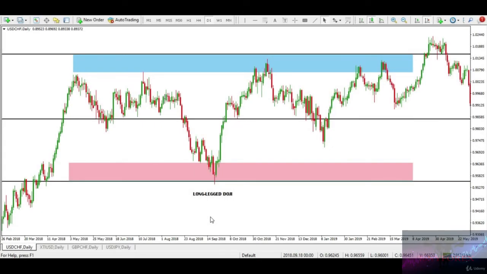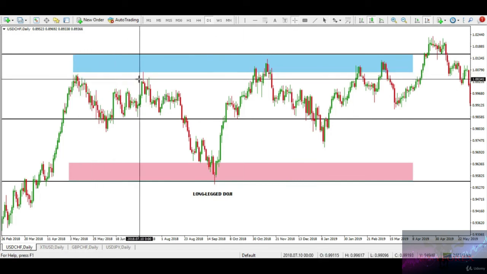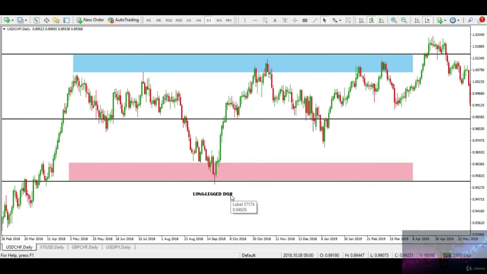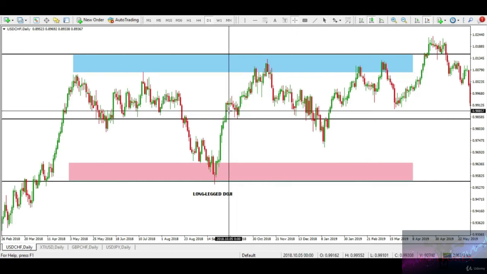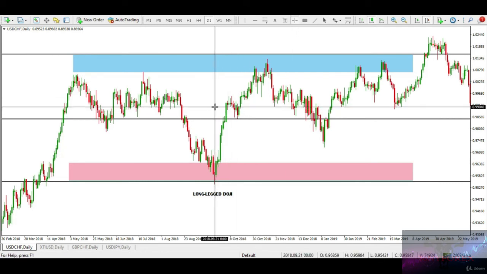Guys, I'm using US dollar and Swiss franc to study a long-legged doji. From a major level which acted as key resistance on this pair, price declined in a clear downtrend before a long-legged doji appeared on a key level. Notice the extended tails of this doji with very small real body indicating weakness in the market. And then market rallied sharply in an uptrend following the appearance of long-legged doji.